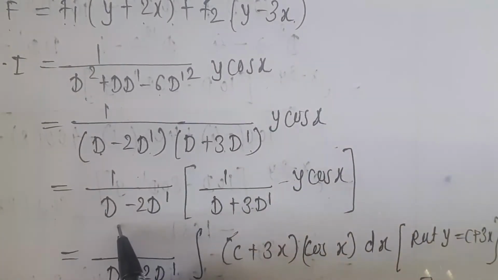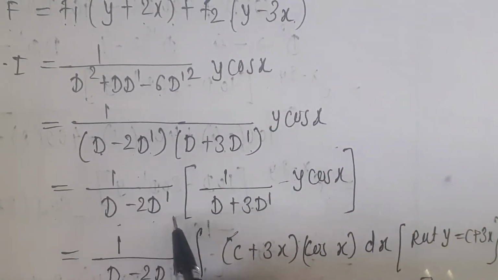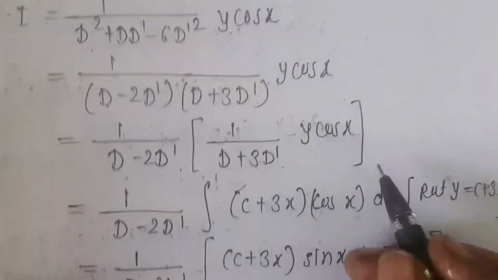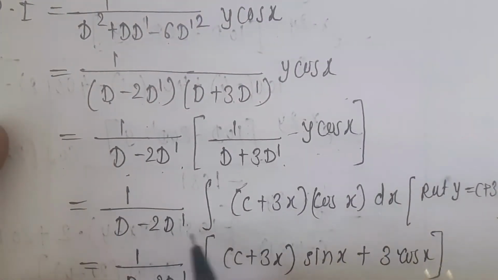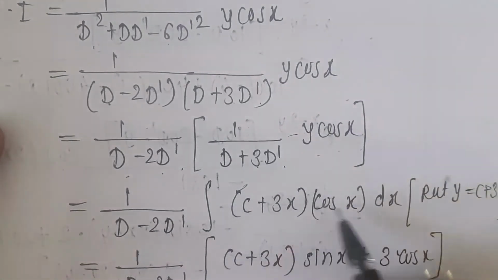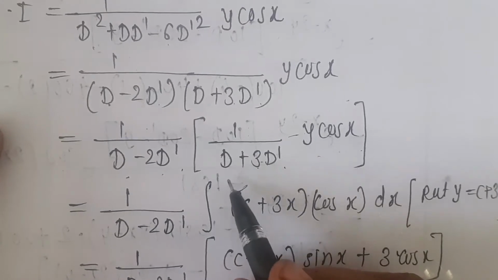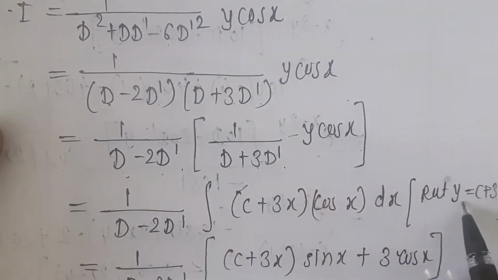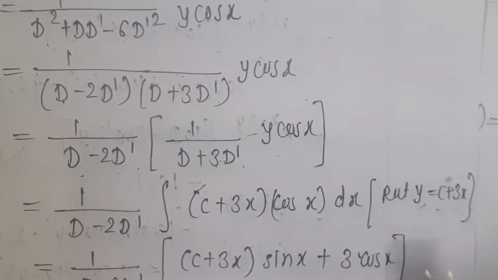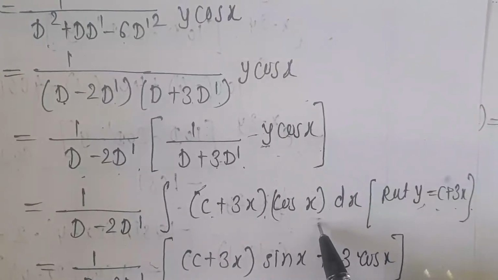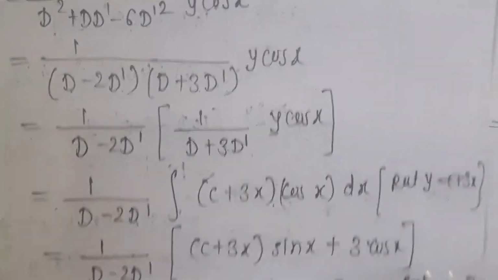So I am keeping 1/(D − 2D') outside, and operating 1/(D + 3D') over y cos x. So 1/(D − 2D') times the integration of this. While operating, the formula is integration, and we put y = c + 3x. So put y here as c + 3x, multiplied by cos x, and the integration is with respect to x.